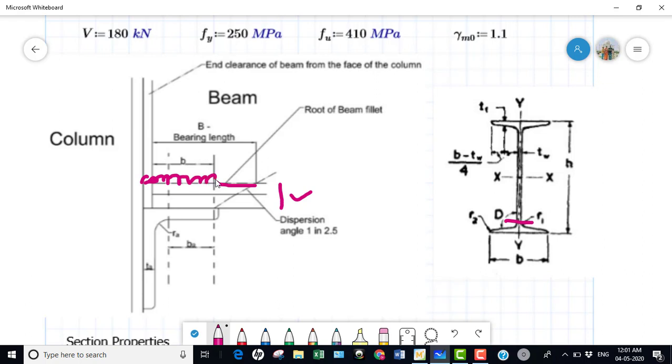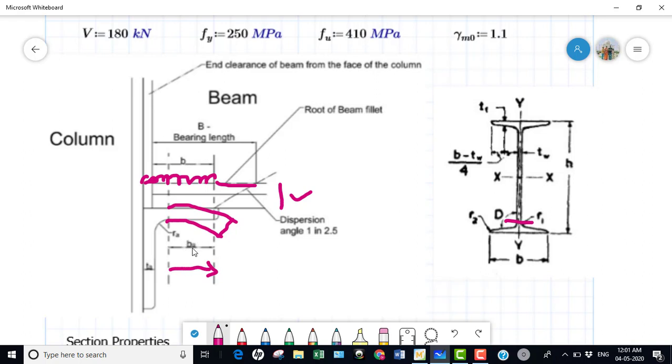So the UDL is going to transfer to the cleat angle. But after the load transfer, if the cleat is not so stiff, then it will try to bend like this because of flexibility. Therefore, what to do? You have to calculate the length of the cantilever portion, the outstand of your seat angle. That is said to be BA.